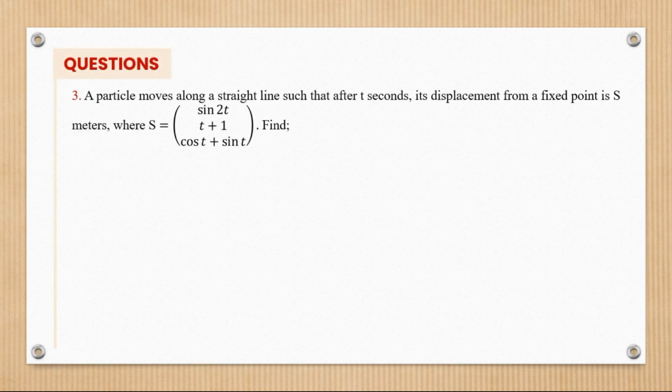Alright, so moving on to question 3, we're being told that a particle moves along a straight line such that after t seconds, its displacement from a fixed point is s meters, where s is in column form sin 2t, t plus 1, and cos t plus sin t. We're told to find part 1, the velocity when time is pi over 2 seconds, and part 2, the speed when t is pi over 2 seconds. Again, here we've been given displacement in terms of letter s and not r, so wherever we've been using r, we're also going to use s in that way. Then part 3, acceleration after pi over 2 seconds.